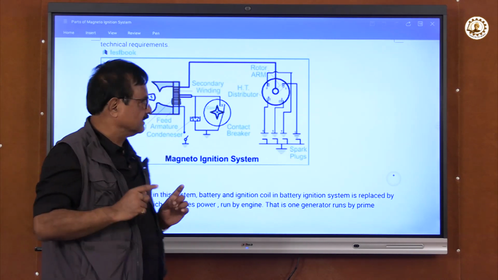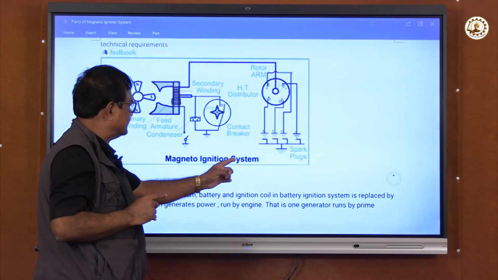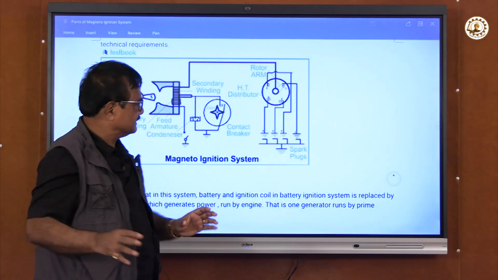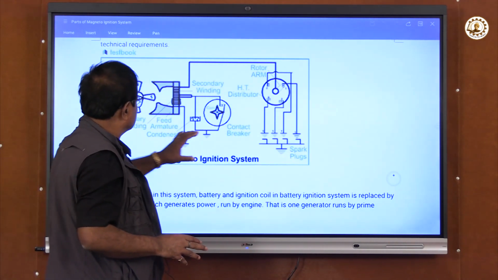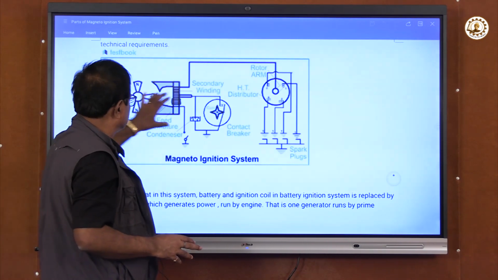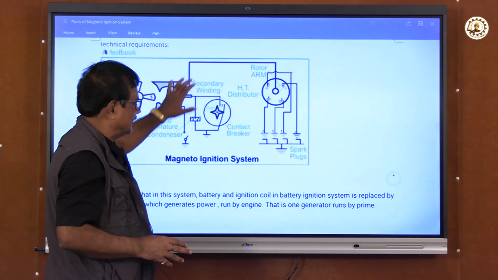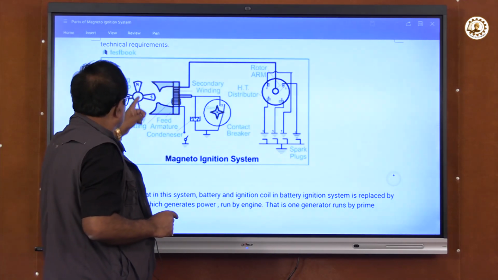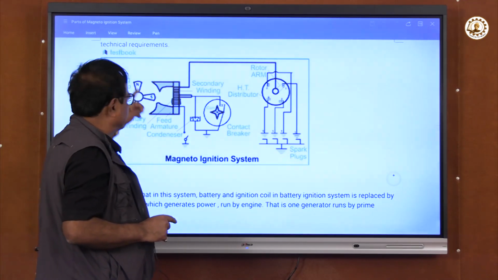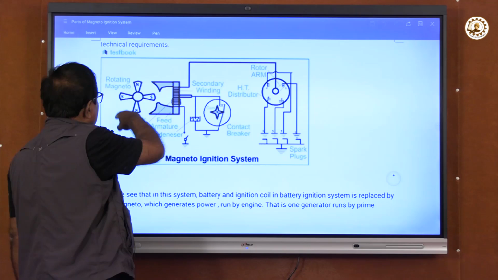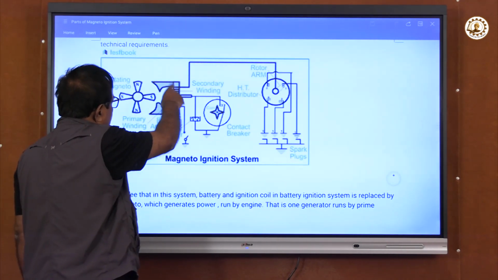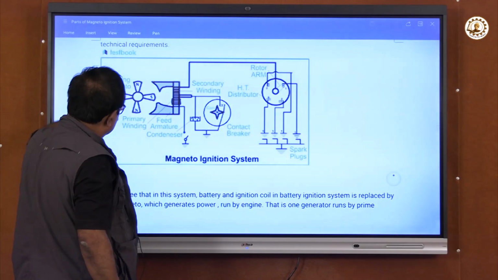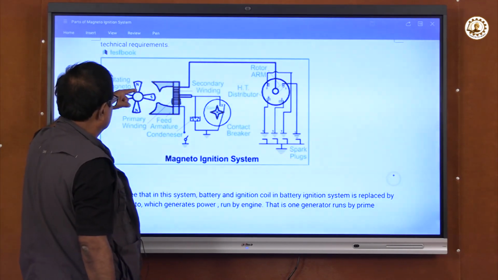Now we are taking care of this magneto ignition system. Everything is the same. There you have seen that one ignition coil was there, one battery was there. But here it is not like that. Here we use one rotating magnet, a spinning magnet. This magnet is spinning near an electric wire.